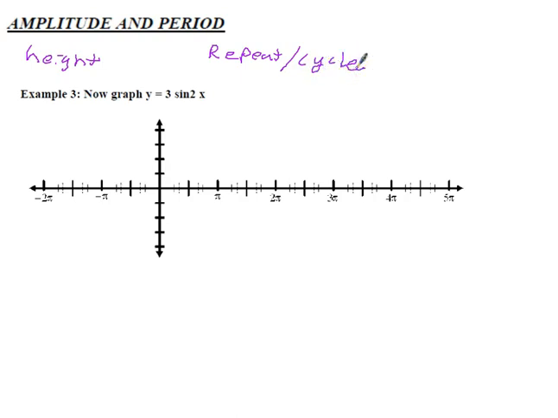So what that means is it's going to go from, if it's sine, it'll go 0, 1, 0, -1, and 0. So how long it takes to hit all of those points. If it's cosine, it'll be 1, 0, -1, 0, and 1. So basically, how long it takes to go through one cycle of hitting all of those points.